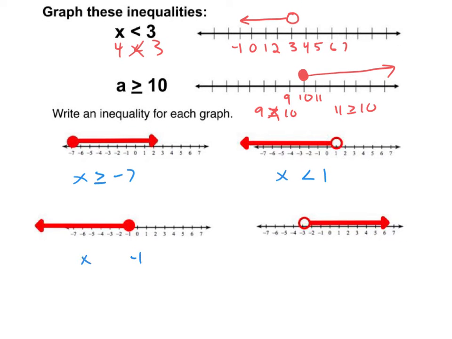A -1 and an x, and I just have to decide which way the sign goes. So here, all these numbers are going to be smaller than -1, and I do include the line because I've got a closed dot.